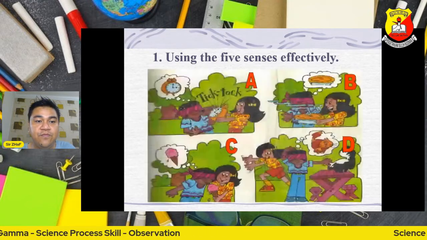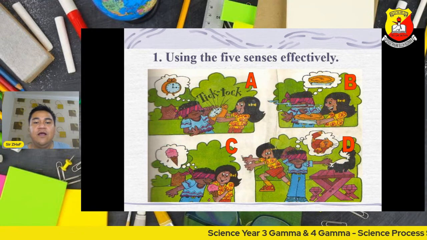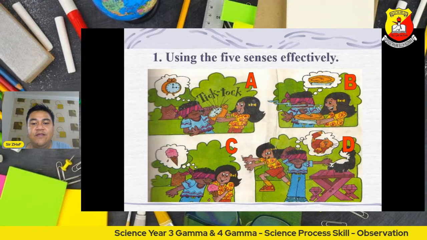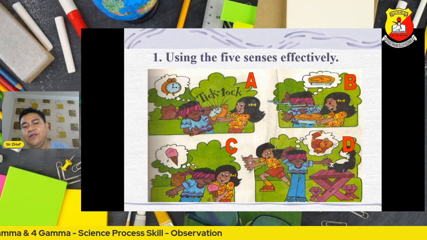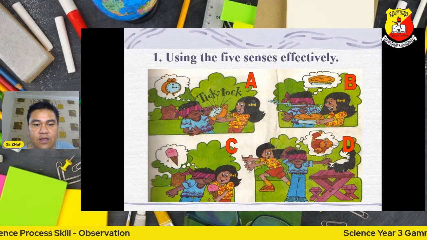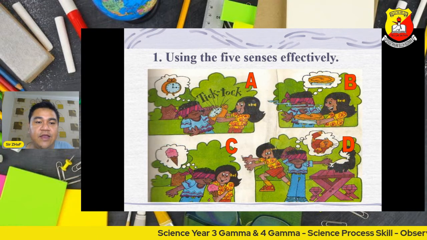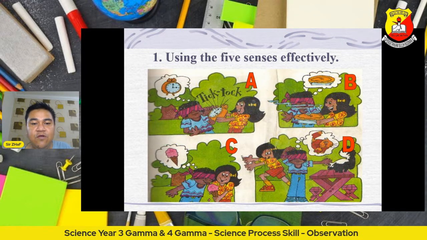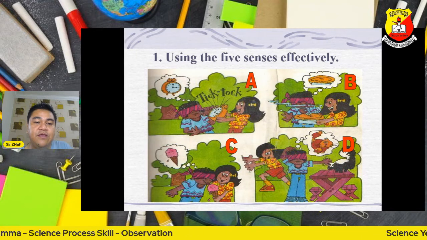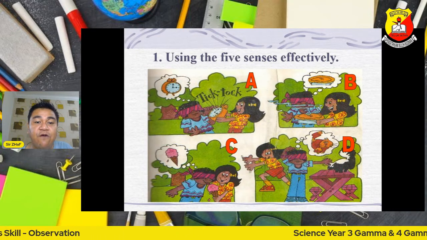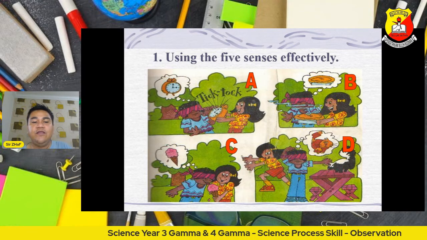Okay, look at number 2. Look at the situation. Look at the pictures A, B, C, and D. Look at picture number 1, picture A. What is happening between the girl and the boy? The girl is holding a clock, and then the boy is what? Blindfolded. Mata dia ditutup.